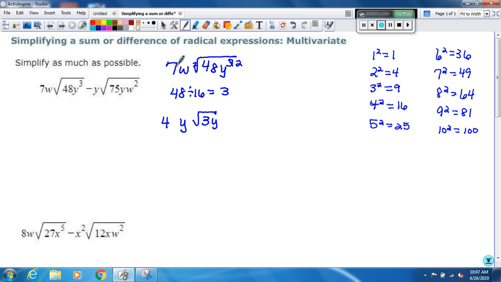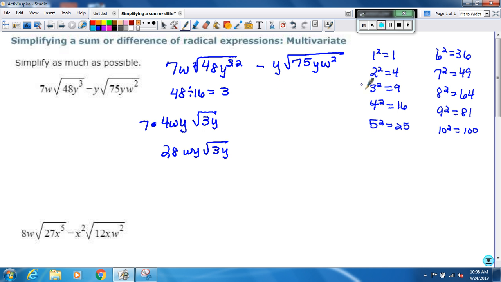Now I also in the original problem had a 7 and a w out there in front, so you've got to multiply those together. So I got 28wy times the square root of 3y. Okay, now the next term. It's a negative y, the square root of 75 y w squared.